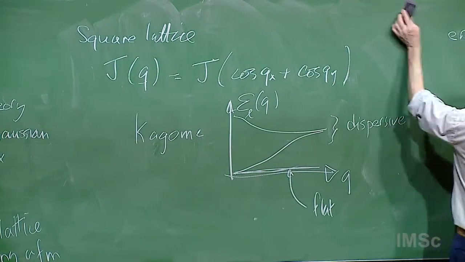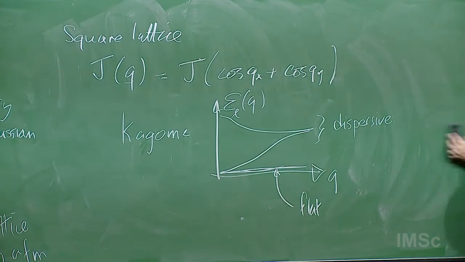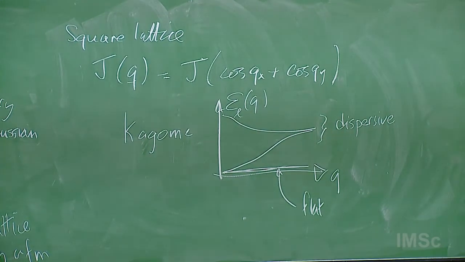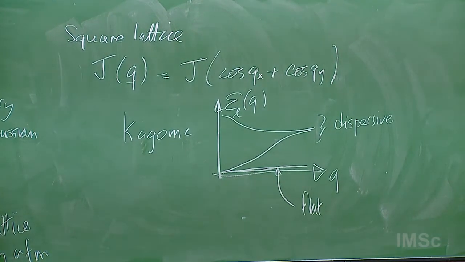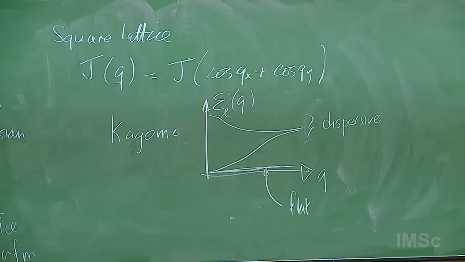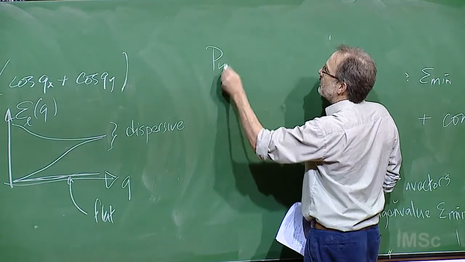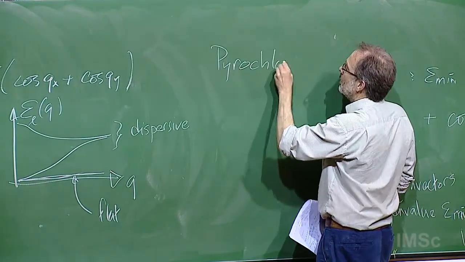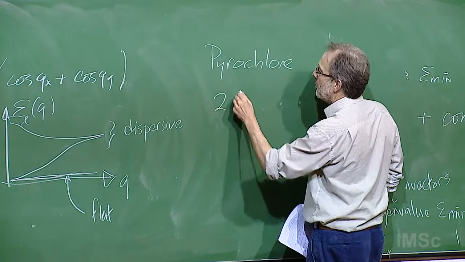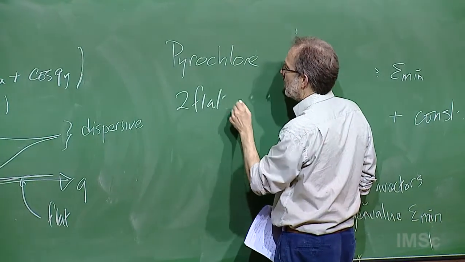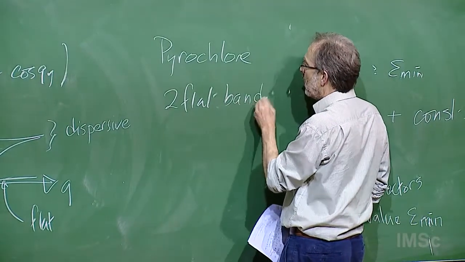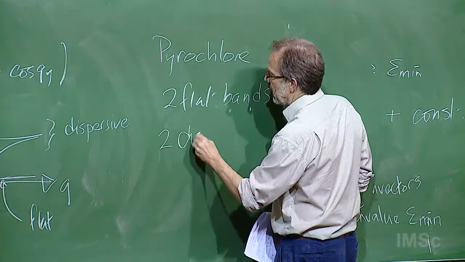And on the pyrochlore lattice, it's something similar. If you put q equals 4, then you get a higher degeneracy. So, in fact, on the pyrochlore, you get two flat bands and two dispersive bands.